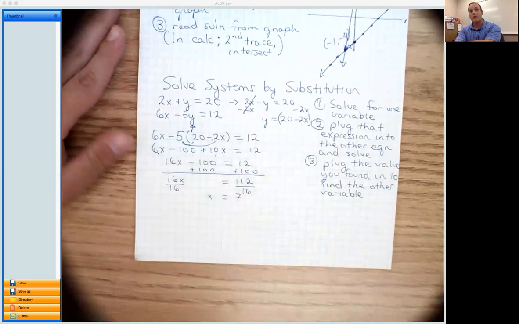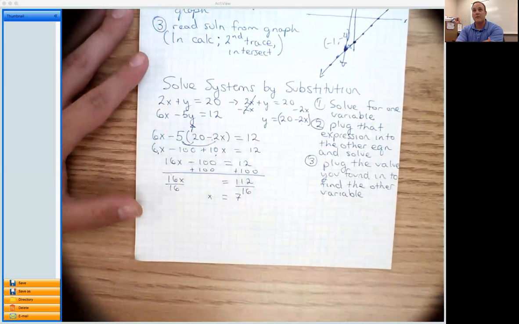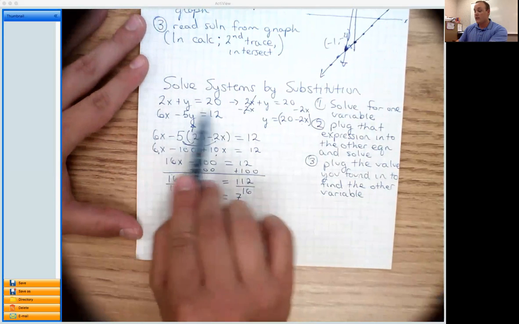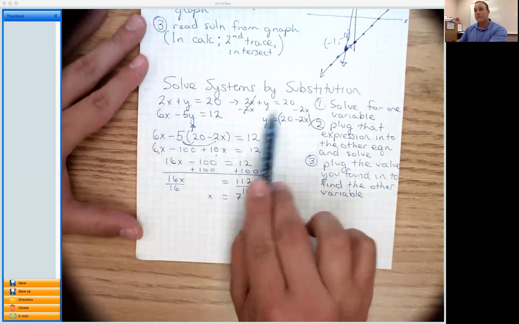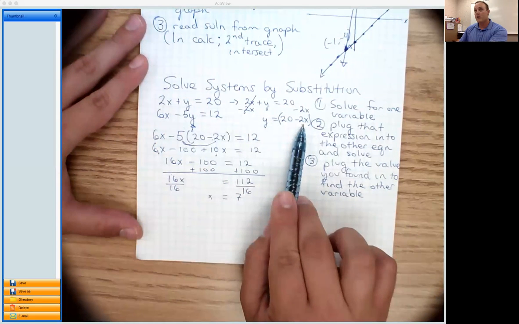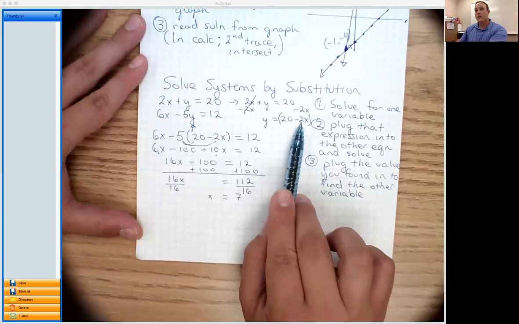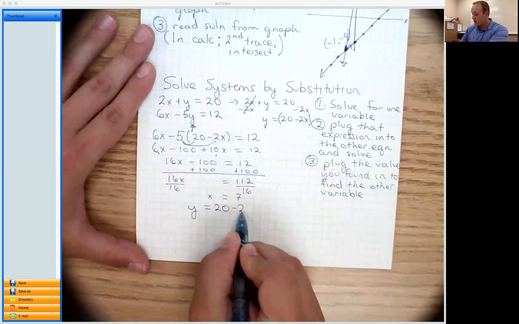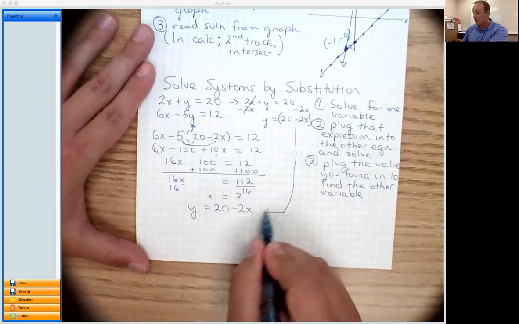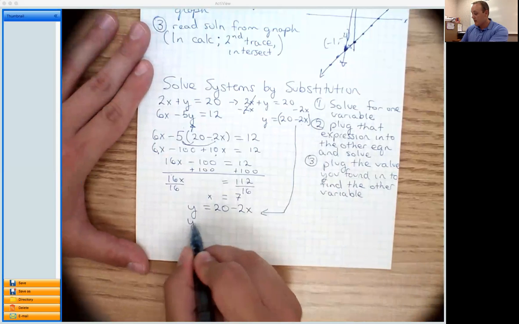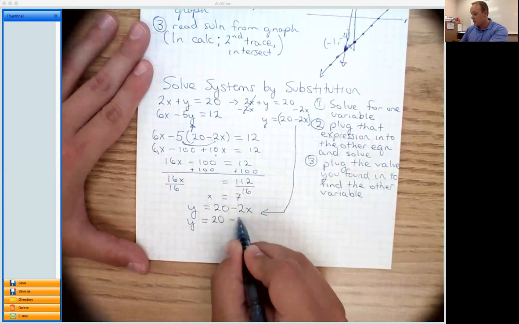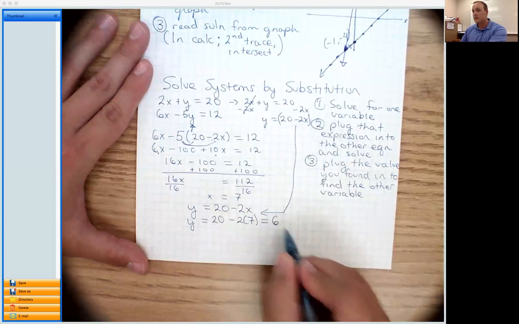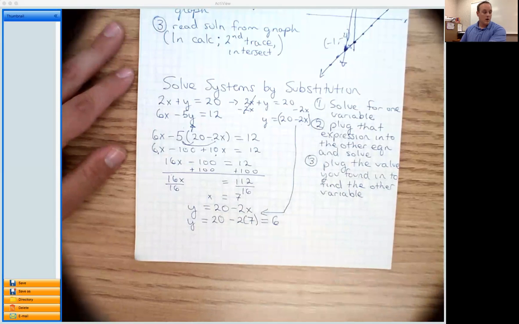I could plug it into both, but where is it going to give me the least amount of effort to give me y? Okay, I would agree with this, but do you see how we solved for y over here? We can plug it back in right there, and all of a sudden, I don't have to do anything. It's just computation. So y equals 20 minus 2x. I brought that down from here. And I can just plug that right back in, 20 minus 2 times 7, and that'll give me 6. All right?